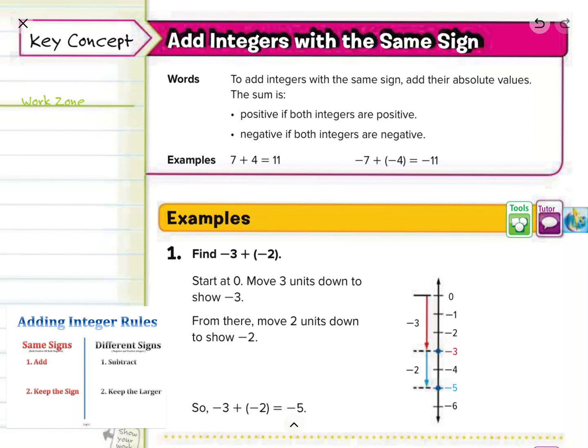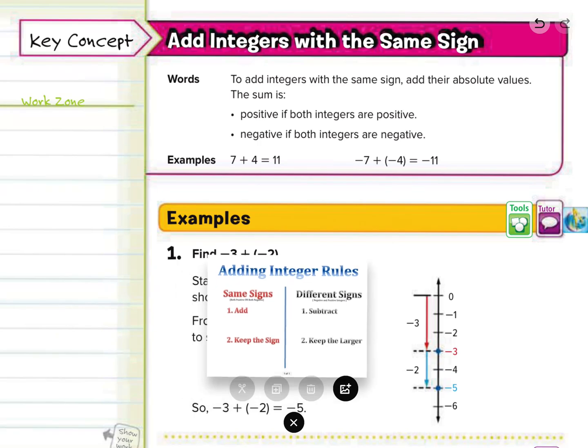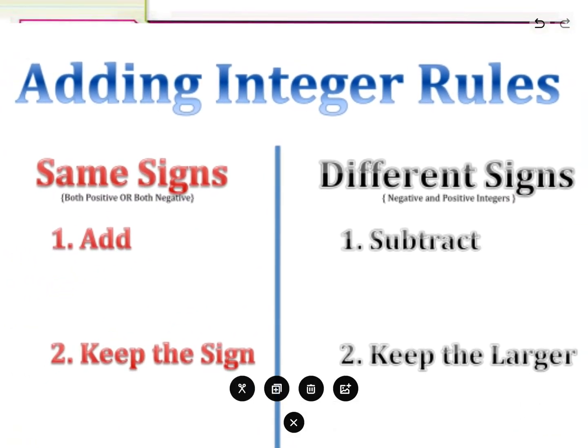All right, so today I figured we'd go through some of these examples that are in your book. This is on page 204 in the Course 2 book. We'll just go through it and hopefully some of these will make a little bit more sense, but you're still following the same rules, right? All the stuff that we've talked about the last couple days with our adding integer rules.